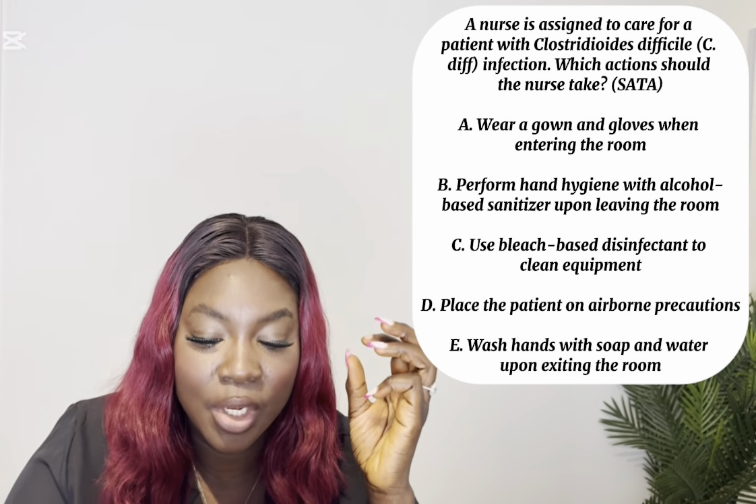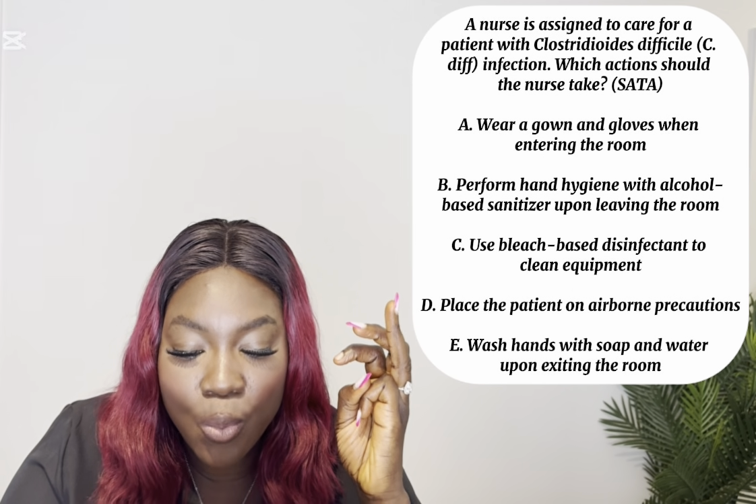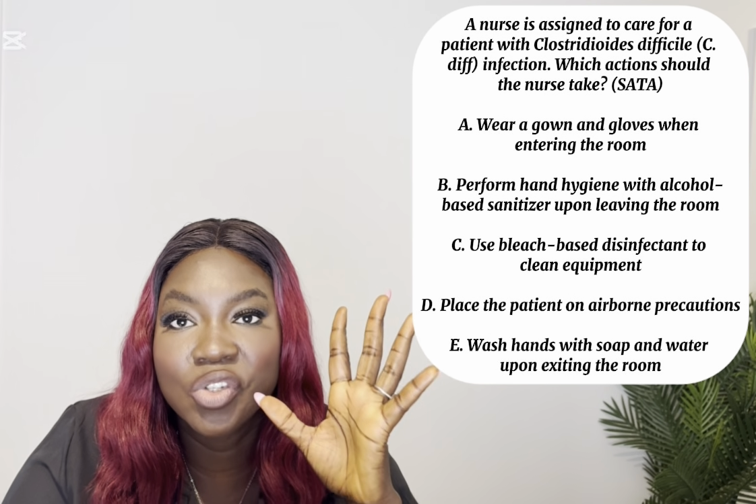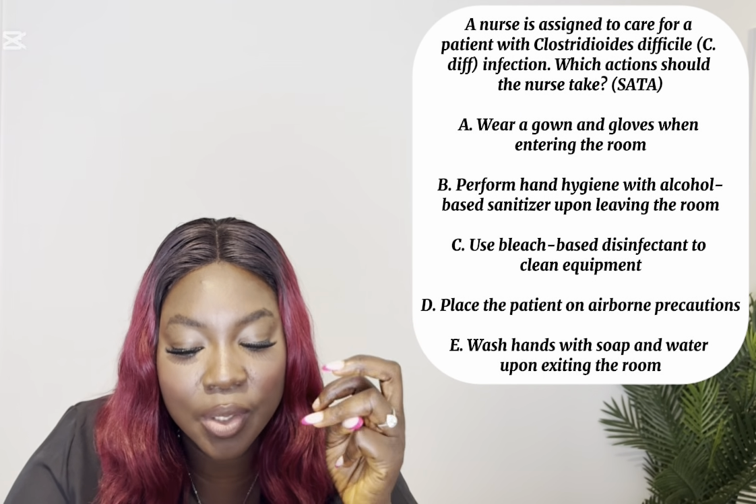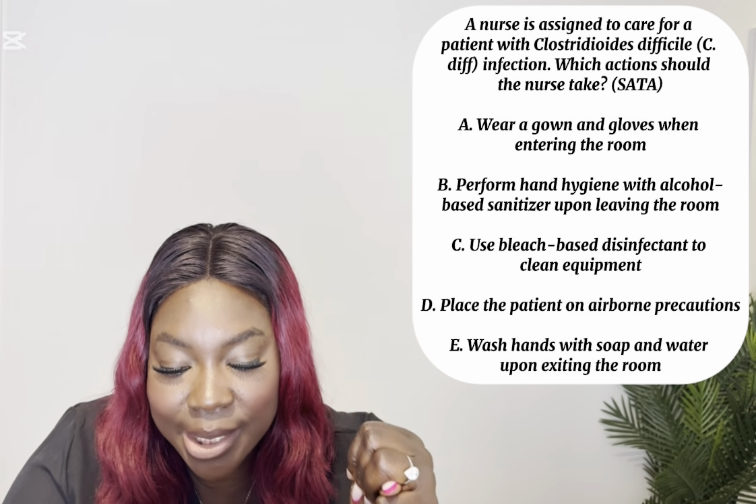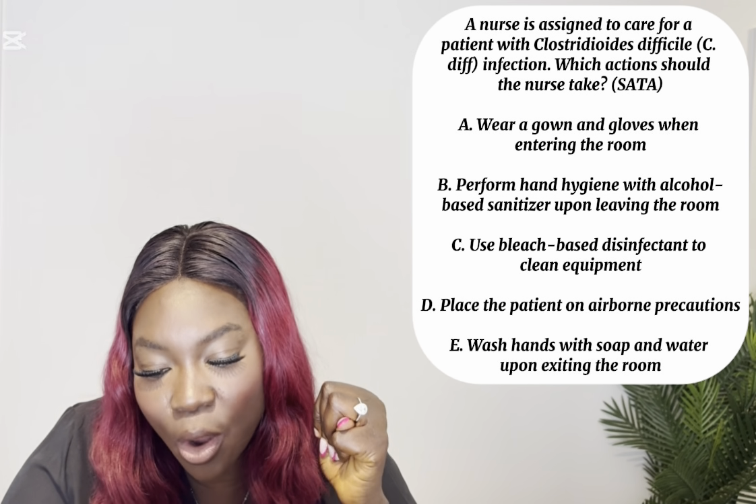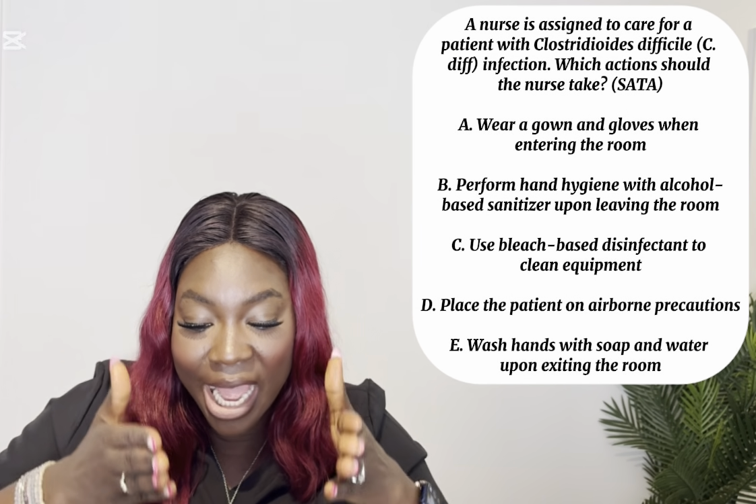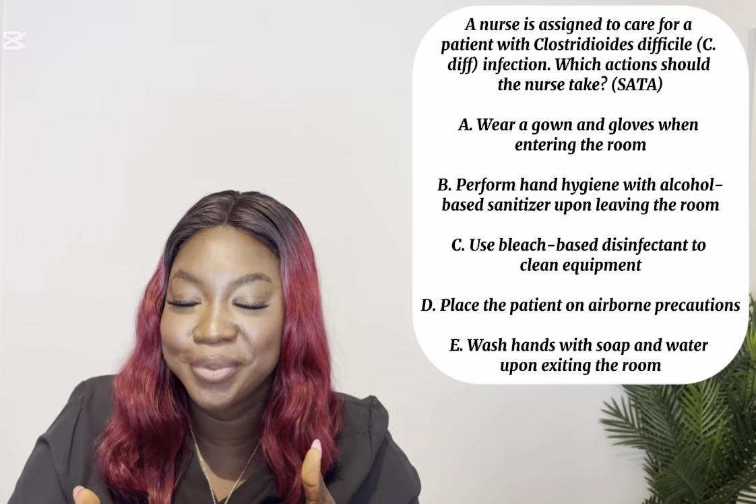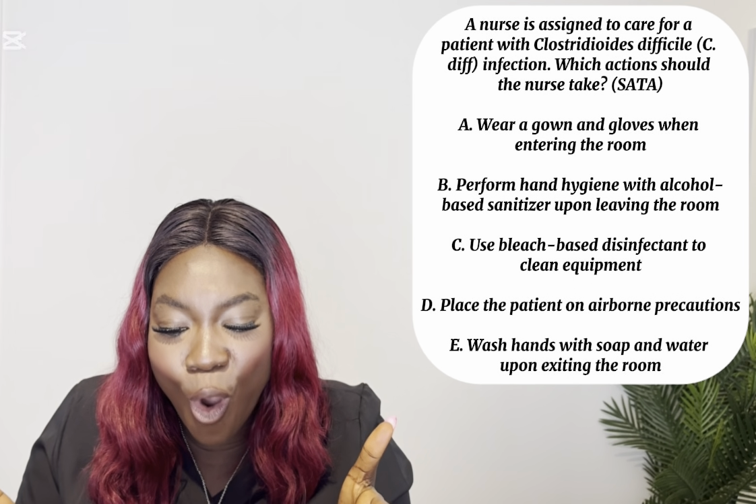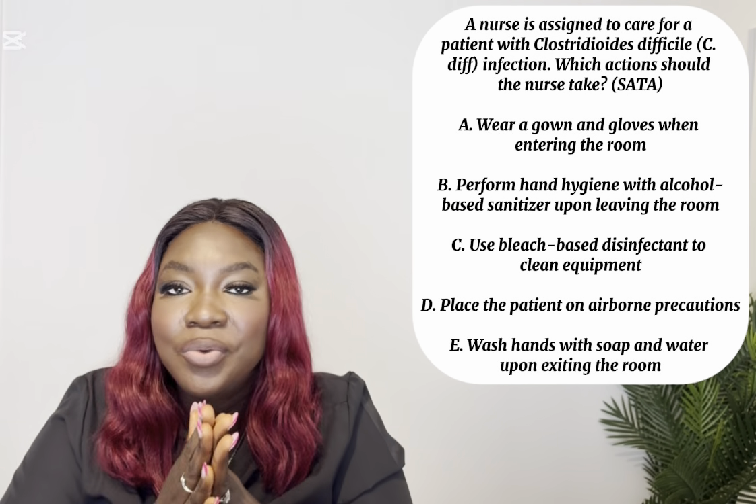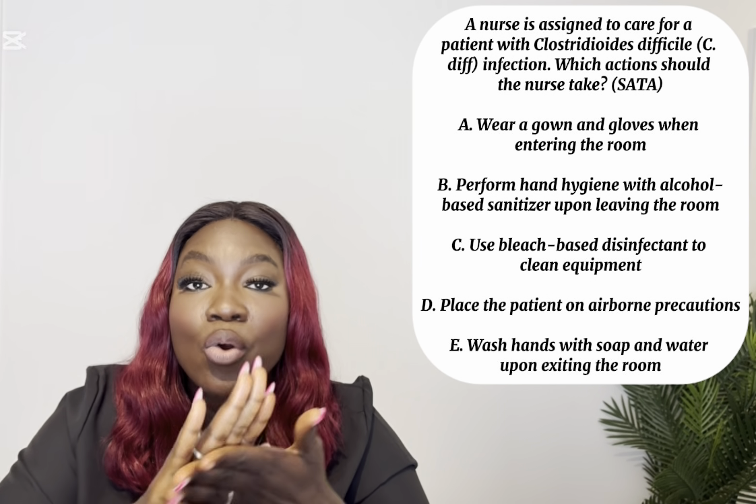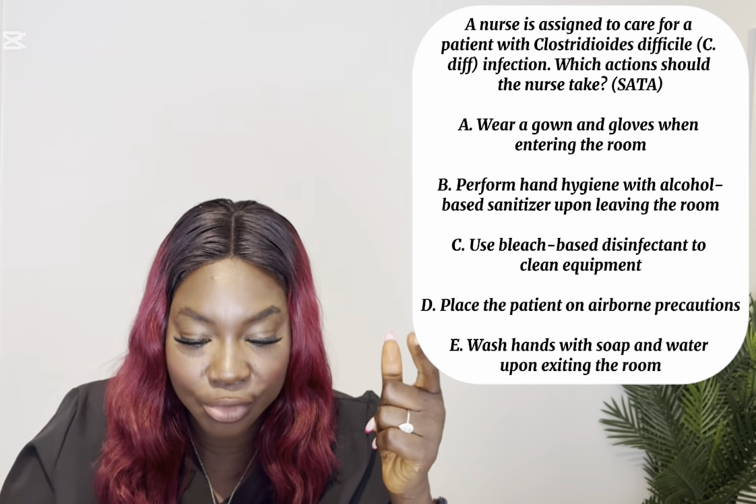Now let's go. A, wear a gown and gloves when entering the room. Absolutely. C. diff is contact precaution. B, perform hand hygiene with alcohol-based sanitizer upon leaving the room. They want to trick you. The first half is good. Perform hand hygiene. But they said with alcohol-based sanitizer. No, alcohol-based sanitizer will not kill the C. diff spores. So that is wrong.